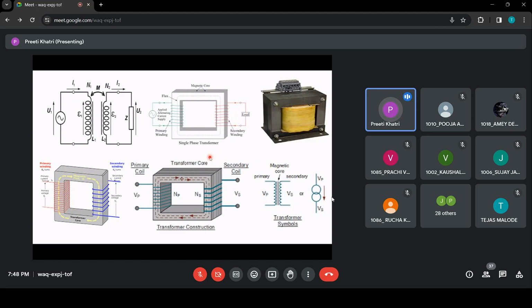Whatever power is generated at the generating station is stepped up and then transferred. This transmitted power is then brought to the transmission station. The transformers there are known as the transmission transformers. From the transmission stations, again the power is stepped down and transferred to the distribution station.